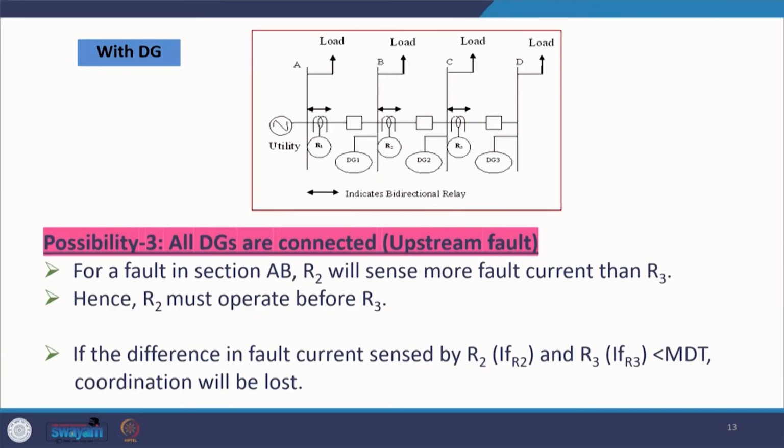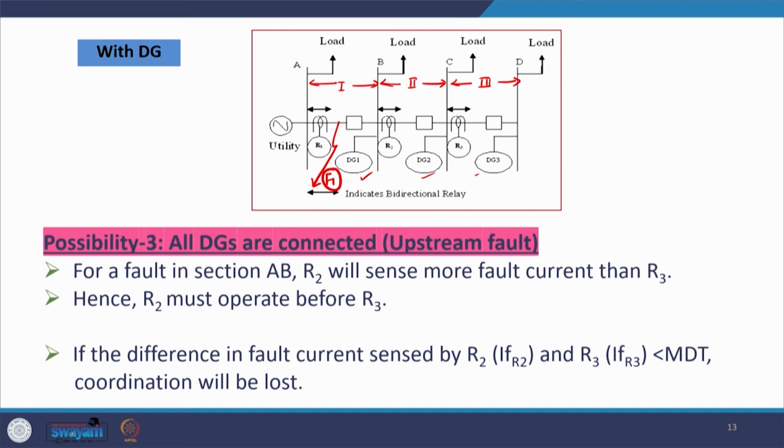Now, let us consider the third possibility where all the DGs are connected, that is DG1, DG2 and DG3 are connected at bus B, C and D, and the fault we are considering is the upstream fault, meaning those faults which are going to occur near the source. So, let us say this is our section 1, this is our section 2 and this is our section 3, and a fault occurs at F1 in section 1. So, this is nothing but the upstream fault.